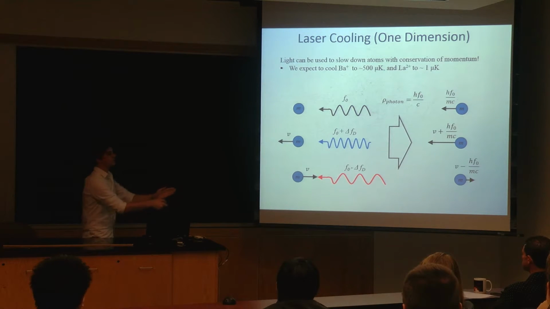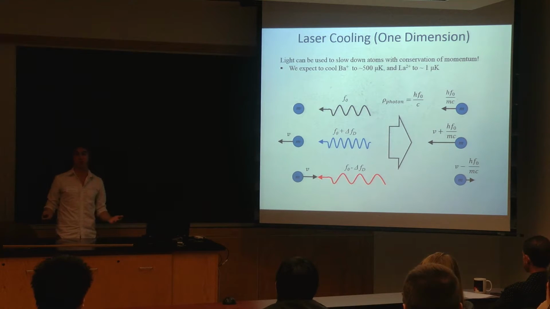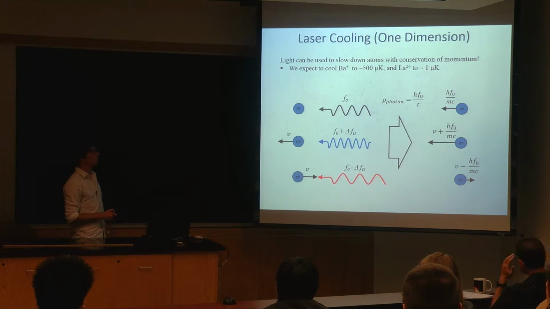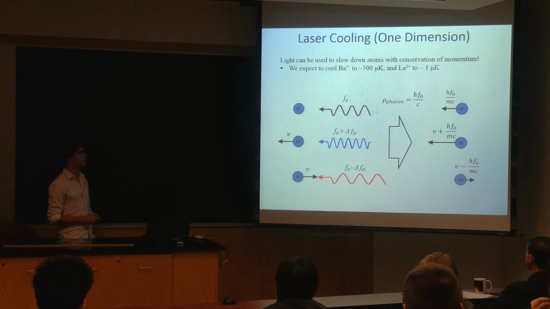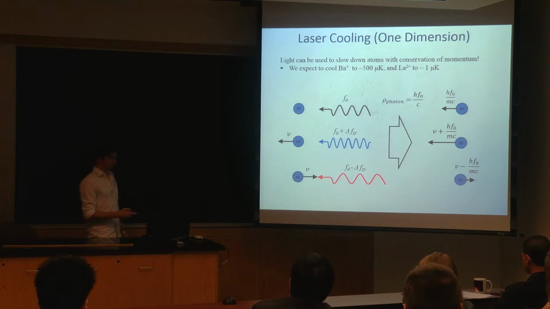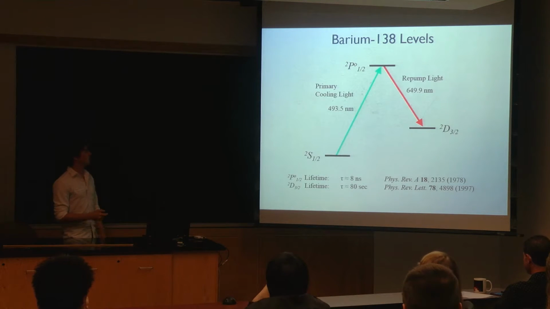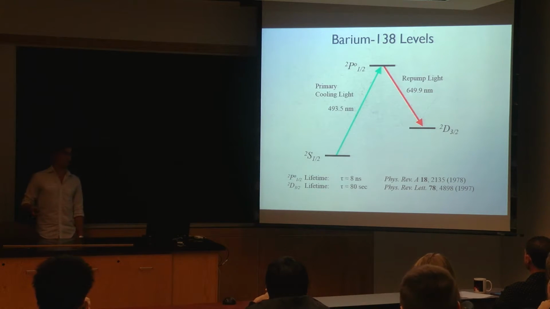So laser cooling uses this bottom case here to slow down atoms and ions just by using light, which is pretty cool. With barium, we can use this to cool barium down to about 500 microkelvin and lanthanum down to 1 microkelvin. And a microkelvin is 10 to the minus 6, or 1 millionth of a Kelvin. So that's pretty cool.